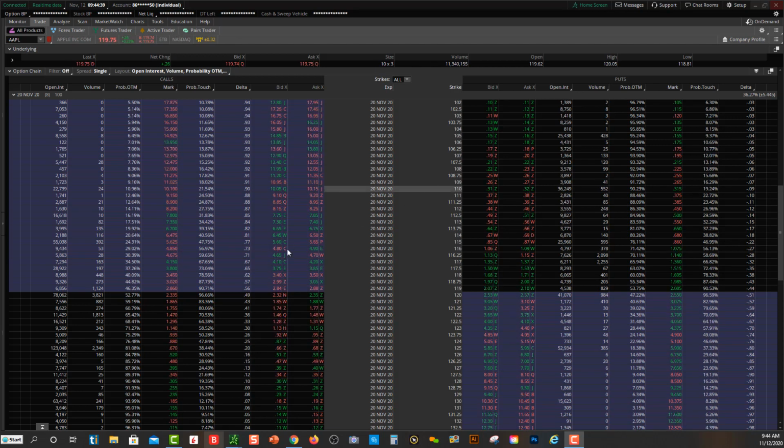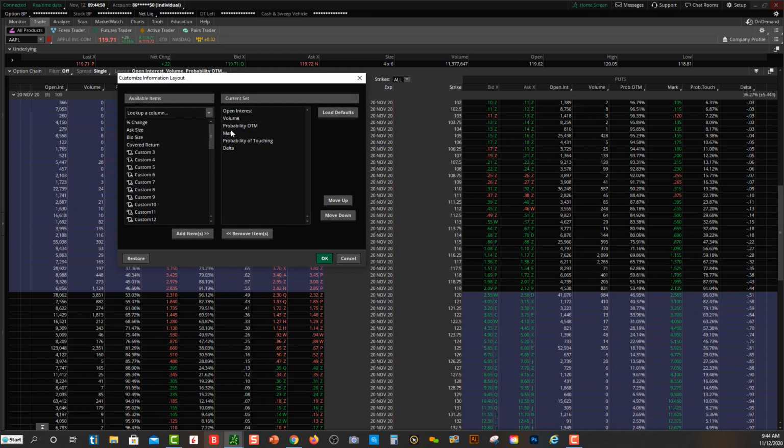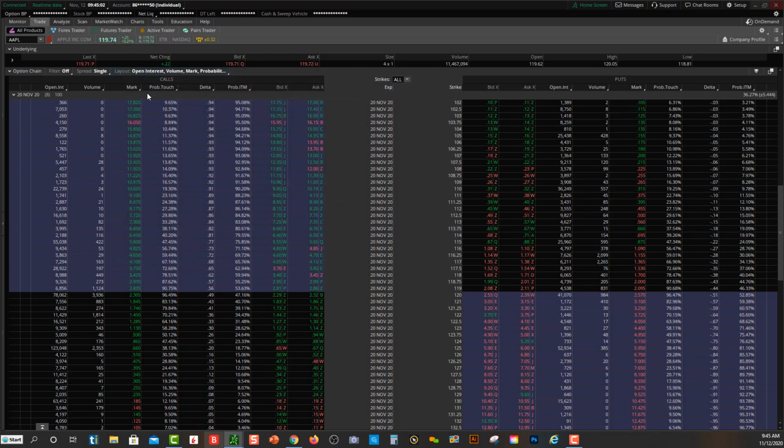So that's where you look over here and you'll see these columns right here. This says probability out of the money. So if I change this over here and customize it, and I remove probability out of the money and just put in probability in the money, I can add this column right here, and you'll see right over here probability of in the money.